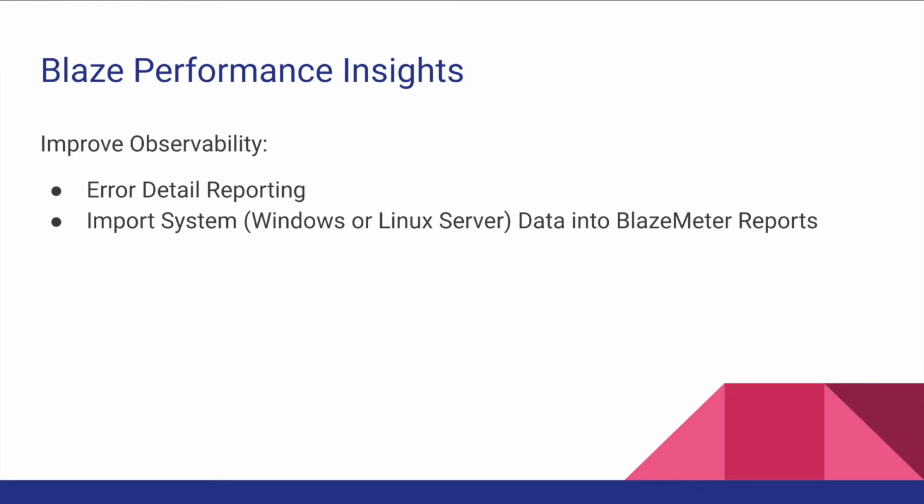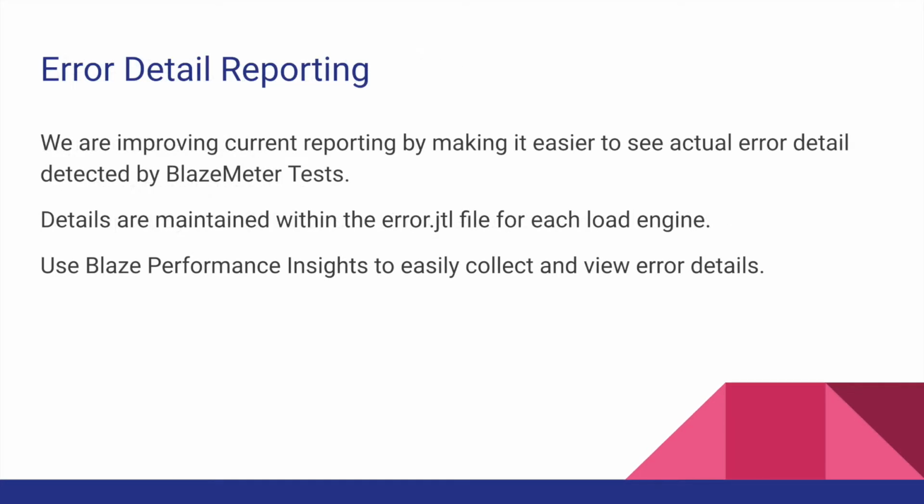And also, we want to talk about importing system data, whether generated by Perfmon or Nmon or other sources, into the BlazeMeter report. When a test is run on each load engine, you'll have an error.jtl file that comes in your artifacts. Those you have to export, each one, if you want to see exactly what happened. Then you have to pull it into JMeter and read it that way. We just want to make it easier for you to see that information.